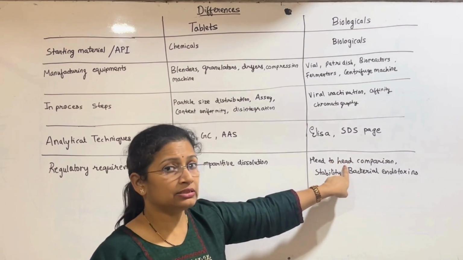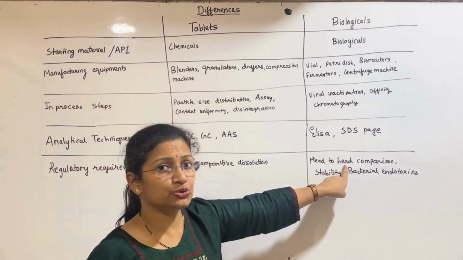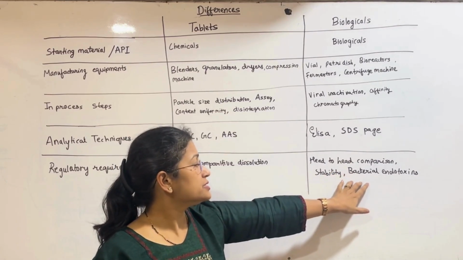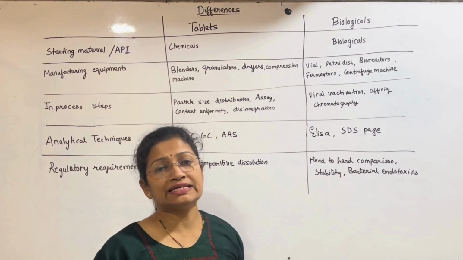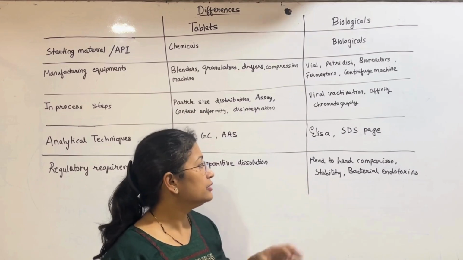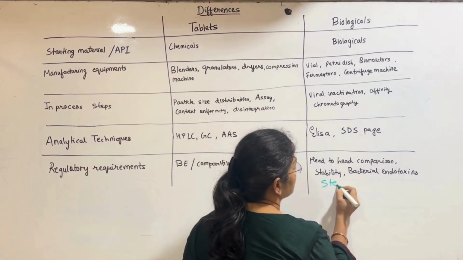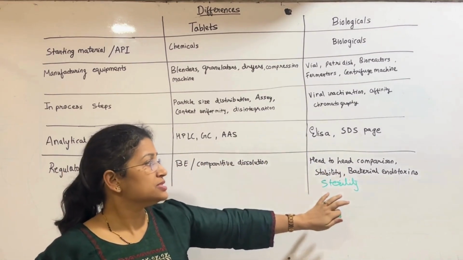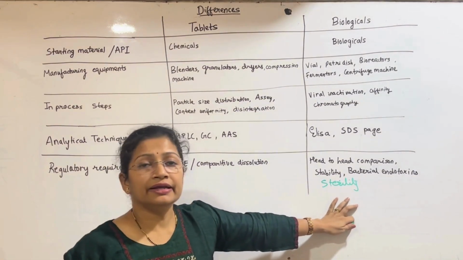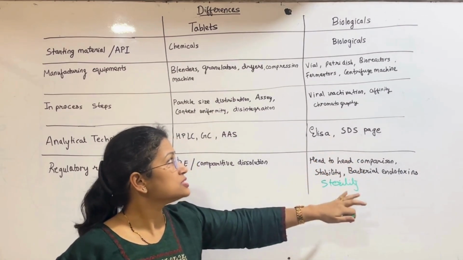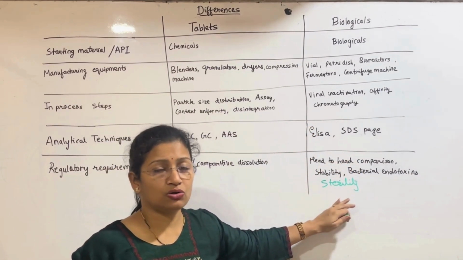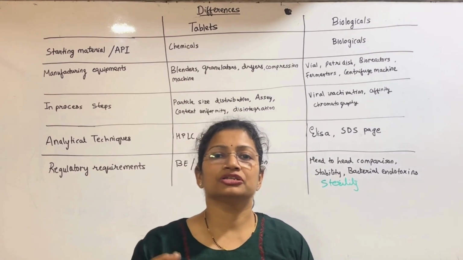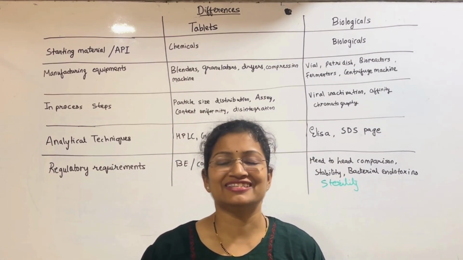Also, we need to do analytical comparison between the reference and our test biological. Then stability, bacterial endotoxin and sterility. These are the important regulatory requirements, because these are basically injections. So these are critical here. Sterility, bacterial endotoxin and viral inactivation are of prime importance. So this was basically the difference between the manufacturing process of tablets and biologicals. Thank you.